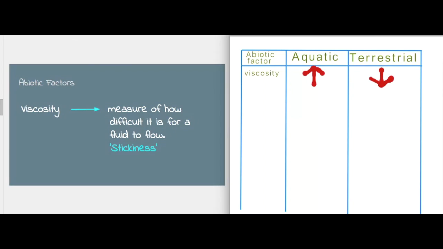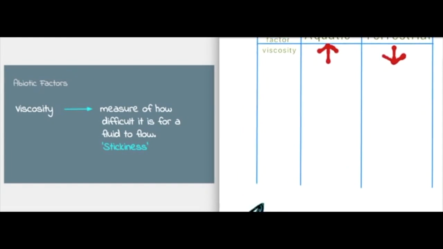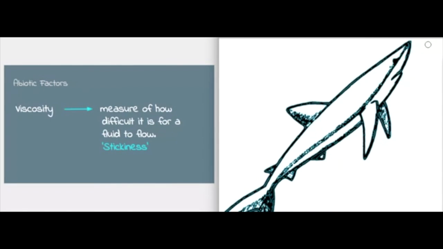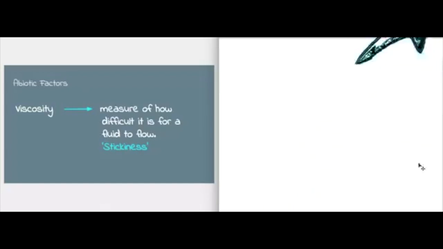on land. So one way that aquatic organisms have evolved to withstand the high viscosity of water is to have a body shape that has the least resistance to movement through water. So this is usually a long, narrow shape, which we call a streamlined body shape. Because of the low viscosity on land, terrestrial organisms do not need this streamlined shape.